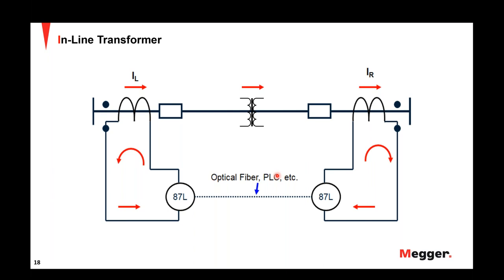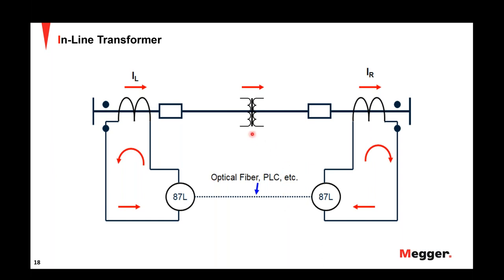Next, I would like to speak about inline transformer systems. You could come across systems where there is an inline power transformer, like it's shown here, right? And you see there are no separate circuit breakers that isolate the line and the transformer if a fault occurs. So the relay has to protect both the line and the transformer, right?